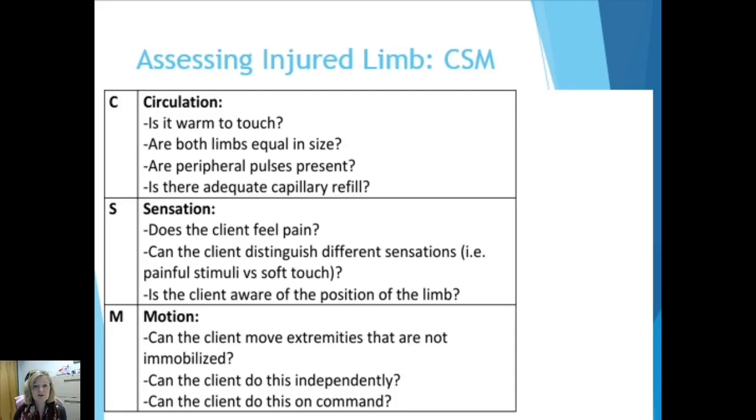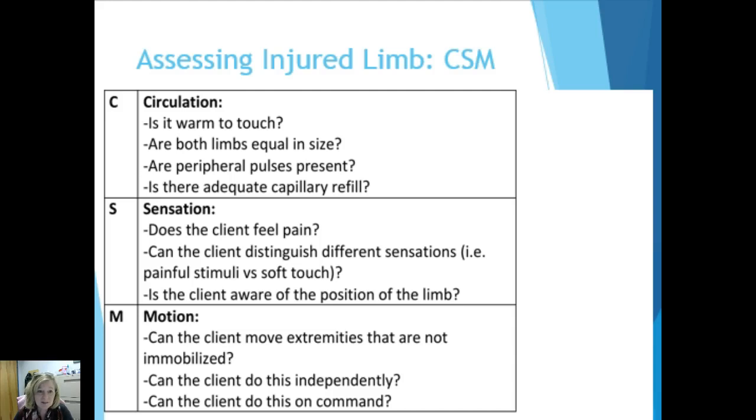One thing we do need to keep in mind is assessing the injured limb: the CSM, the circulation, sensation, and motion. So whether they have a cast on or an injury or a splint, you know this from looking after patients on a medical surgical unit, that we have to monitor their CSM. So circulation, is it warm to touch? Are both limbs equal in size? Are the peripheral pulses present? Is there adequate capillary refill?